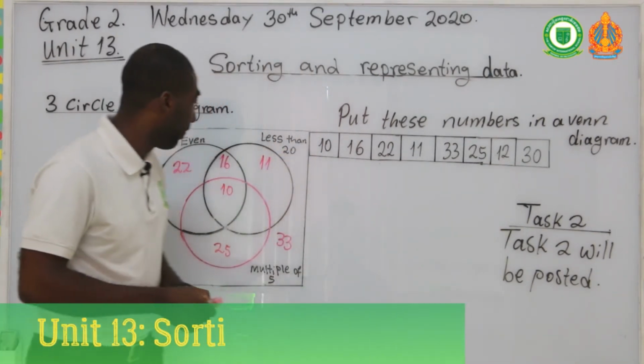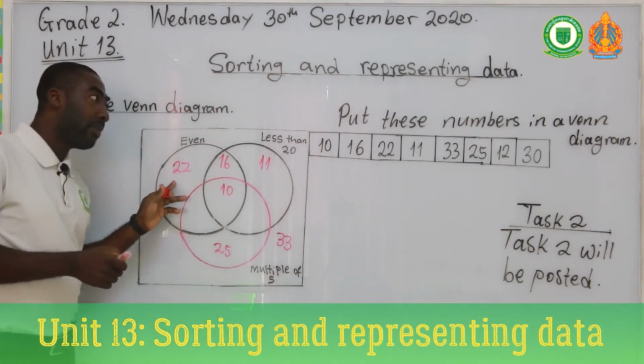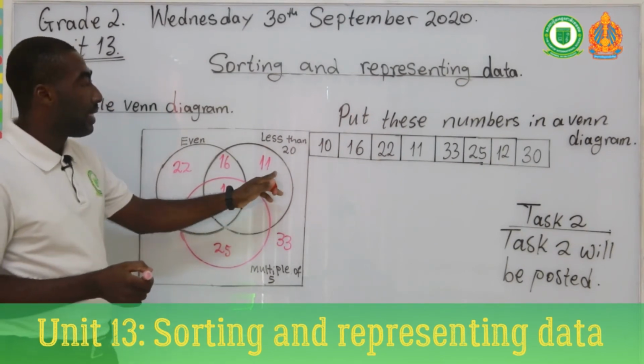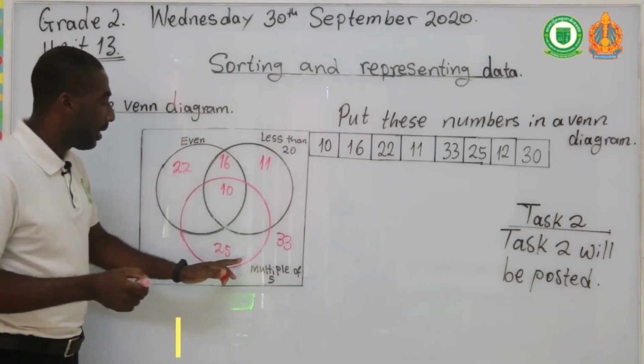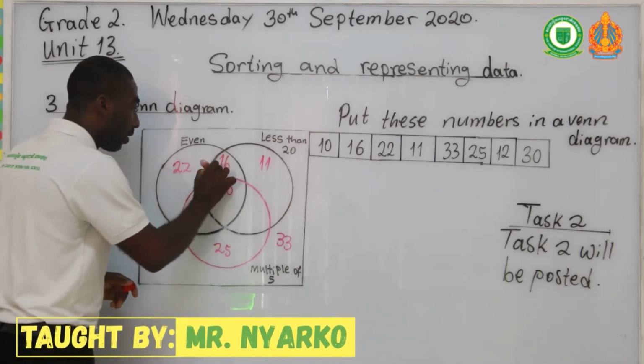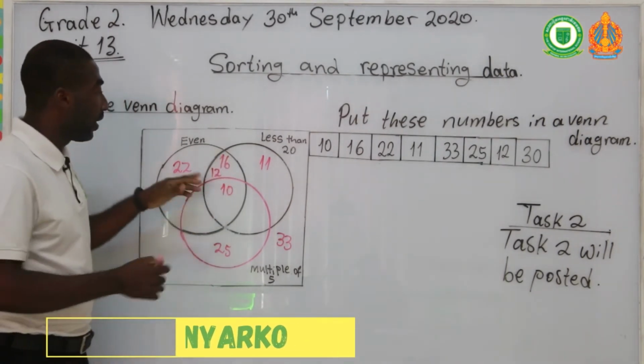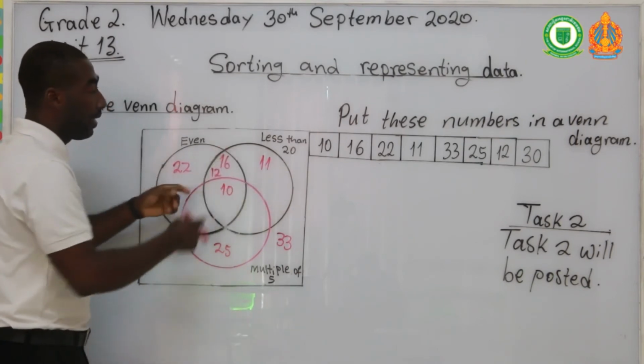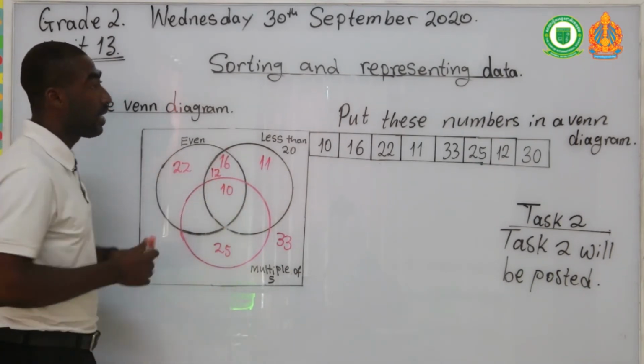12 is an even number. It's less than 20. It's not a multiple of 5. So it has to be between these two circles, okay? So it stands in here.